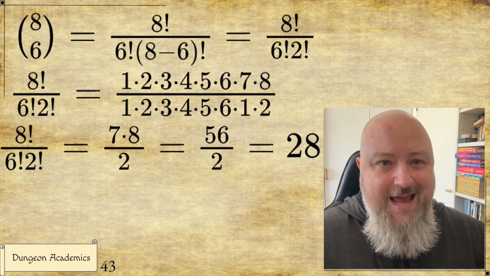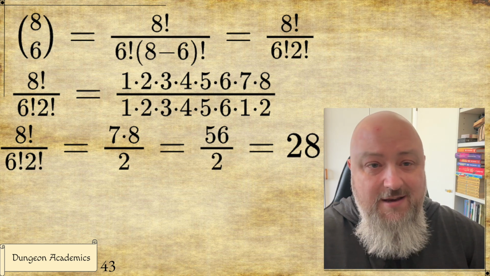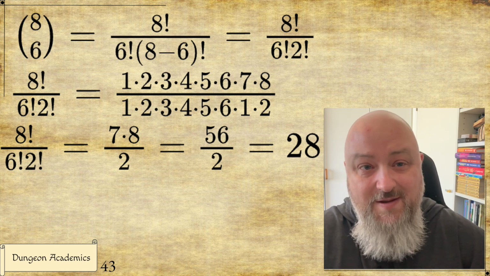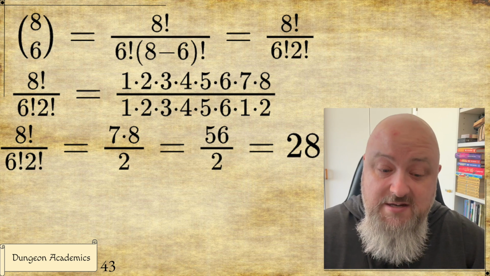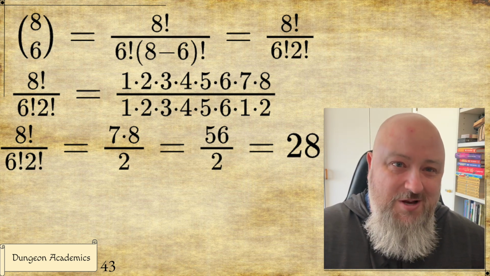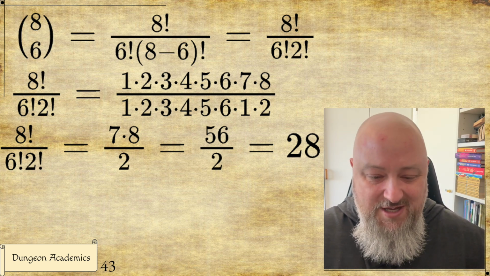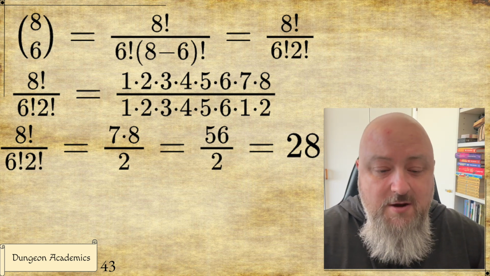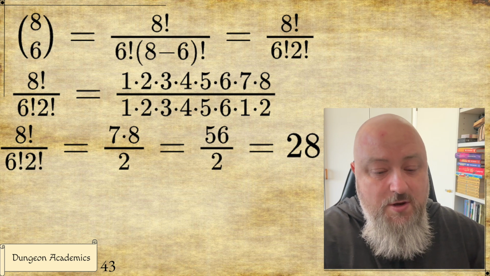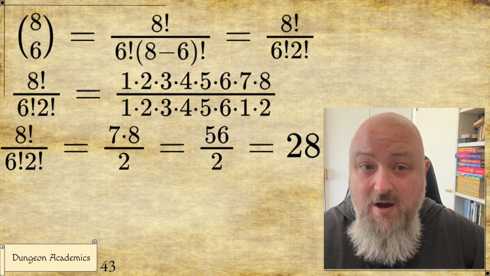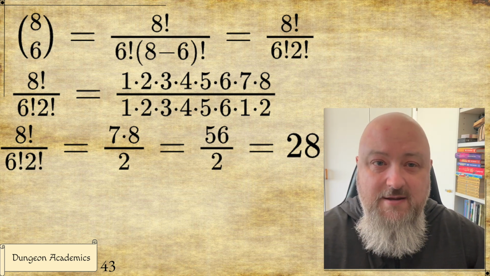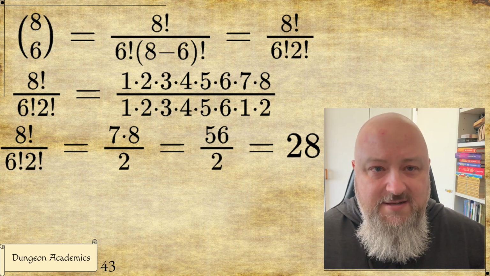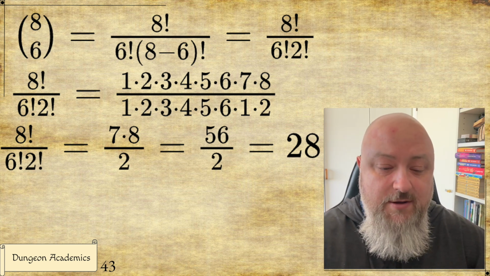Now, I'm not going to calculate all of this. I don't need to calculate 1 times 2 times 3 times 4 times 5 times 6 times 7 times 8 for the numerator, and 1 times 2 times 3 times 4 times 5 times 6 times 1 times 2 on the denominator. What you may notice is that the sequence 1 through 6 appears in the numerator and denominator. And because everything is multiplied together, they just cancel each other out.